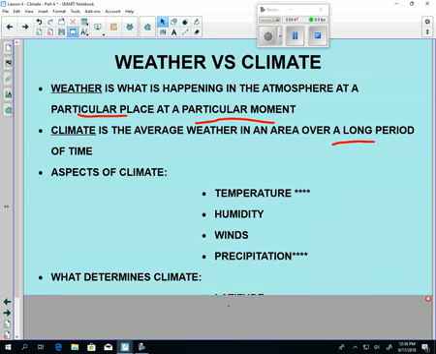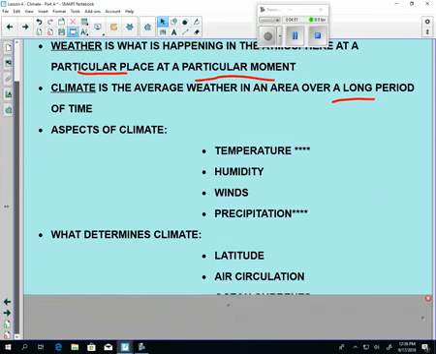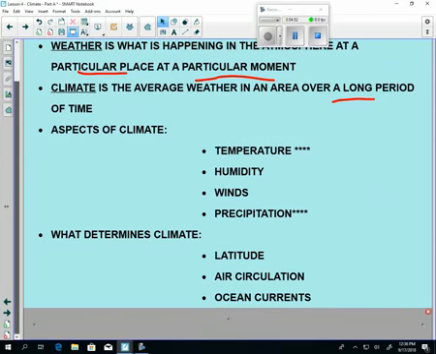Those are aspects of climate. And what determines climate? Well, that's the thing we're talking about specifically today. It's latitude. Latitude, I'll show you an example, is where we are on the Earth. Are we near the equator? Are we near where Canada is, around 40, 45 degree latitude, or are we up above 60, further north?